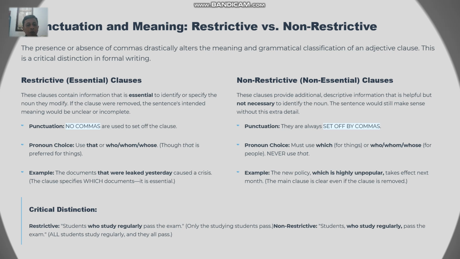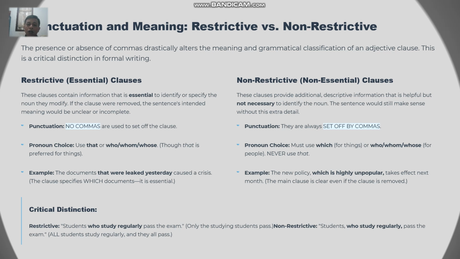Punctuation: no commas are used to set off the clause. Pronoun choice: use that or who, whom, whose, though that is preferred for things. Example: the documents that were leaked yesterday caused a crisis. The clause specifies which documents, so it is essential.